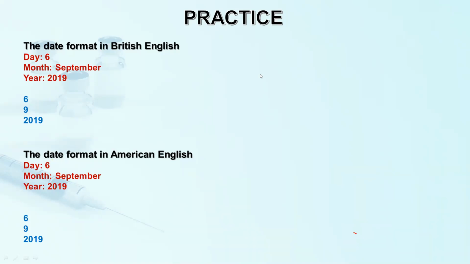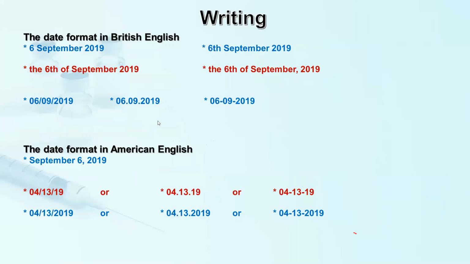Okay, let's proceed. Just to compare your answers with the correct one, this is the previous slide. So here, 6th September 2019, and September should be in capital, or you can include TH after this digit 6. If you want to write in full numeric style, 06, 09, and 4 digits for the year. As you see here, the 6th of September. You have to include both of them, the and of. Or you can include a comma, just to separate the month from the year.